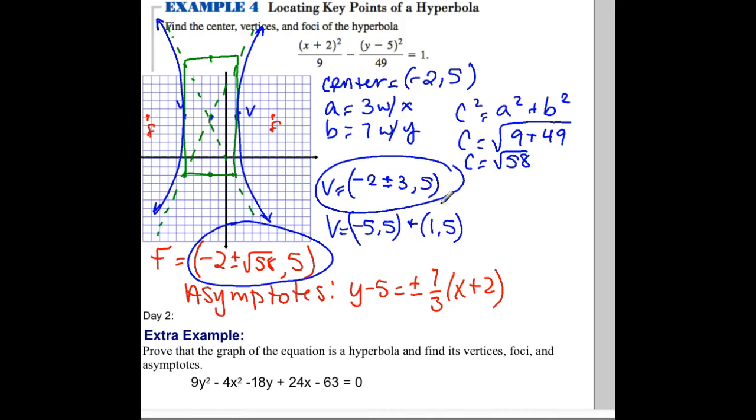Notice that your branches are very long and stretched out. And notice that your foci are farther away from those vertices. Okay? It's a much more stretched out picture than the other ones we've looked at. Asymptotes. We've got y minus 5 equaling plus or minus our slope. We are looking at our box. Our slope is 7/3, and then times the x plus 2 piece. Okay? Questions on that? All right. There's your first assignment.